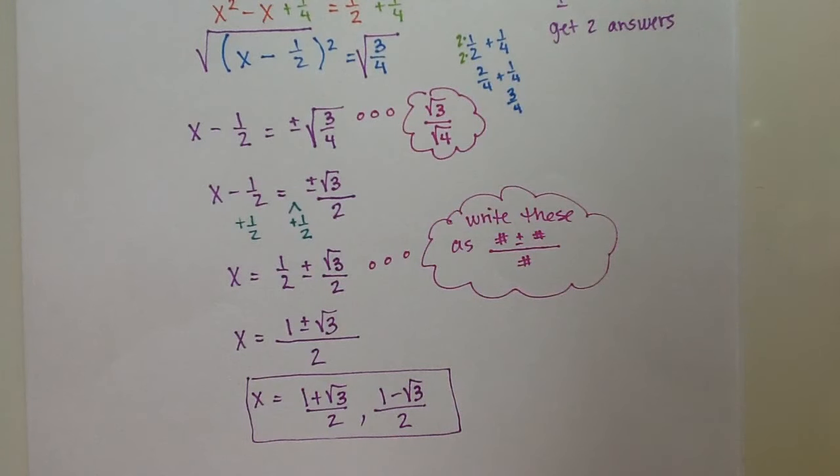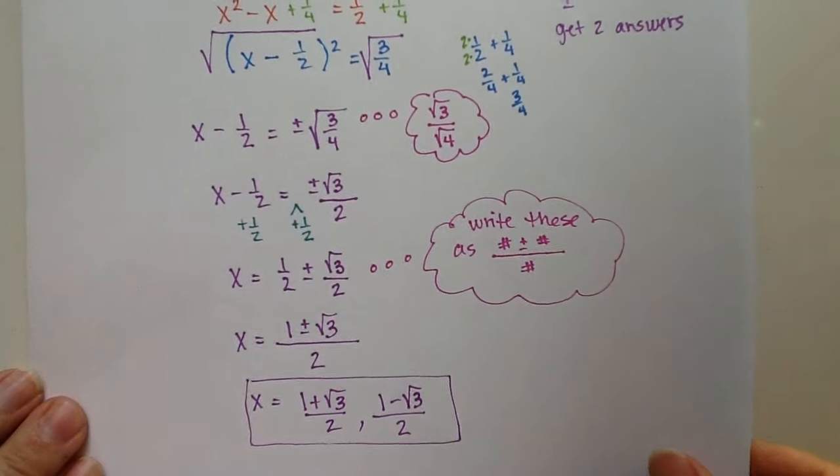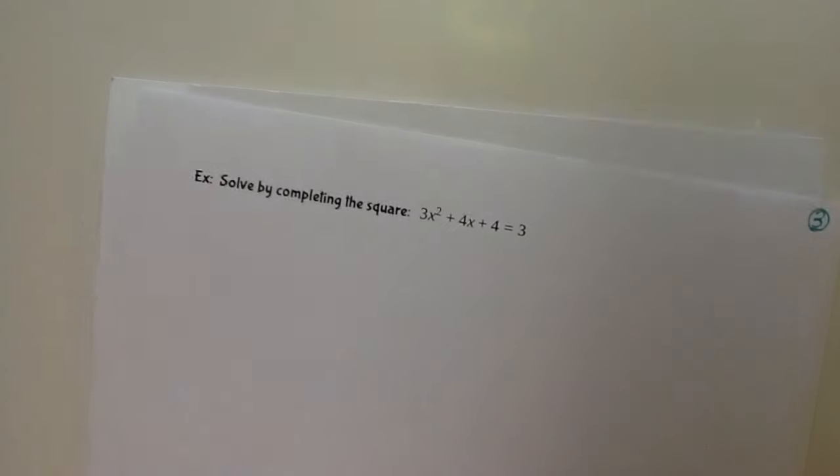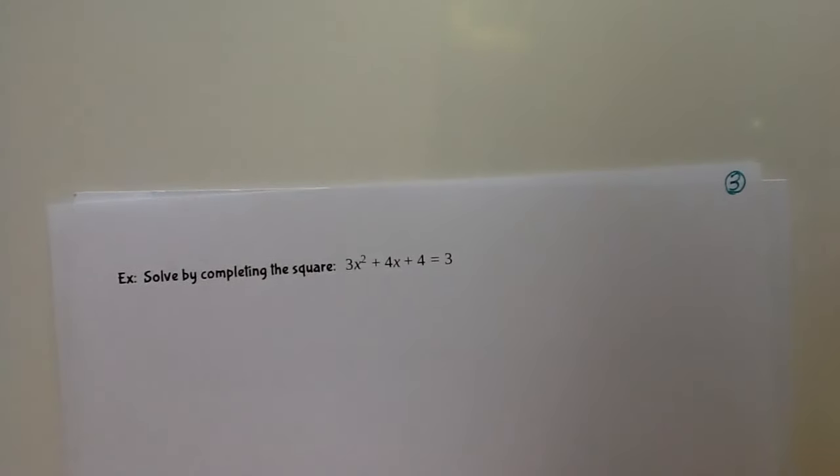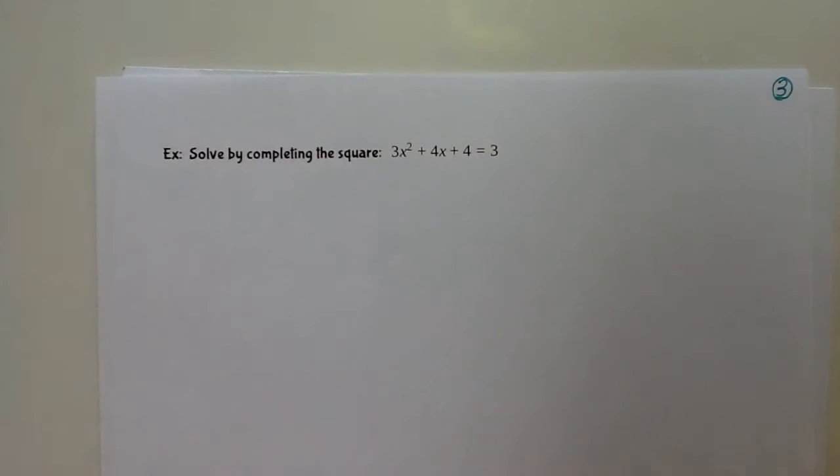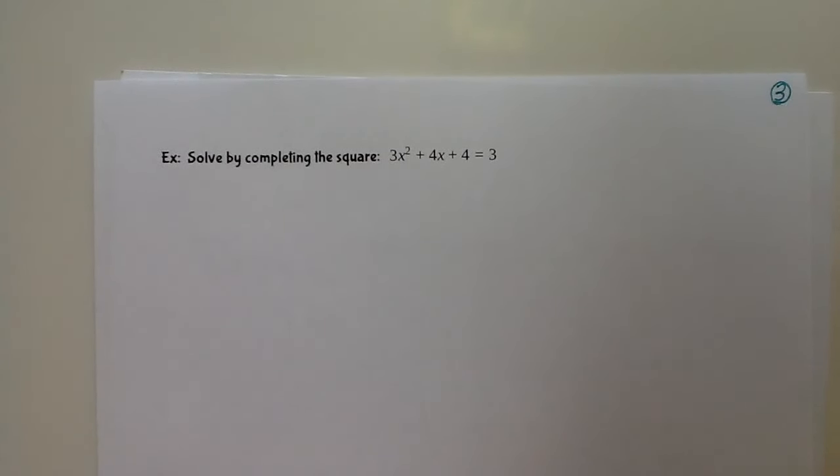Probably we should try another one that would have a coefficient, just so we get a little bit more practice before we move on to doing them on our own. So we'll do this one. Solve by completing the square. 3x squared plus 4x plus 4 equals 3.